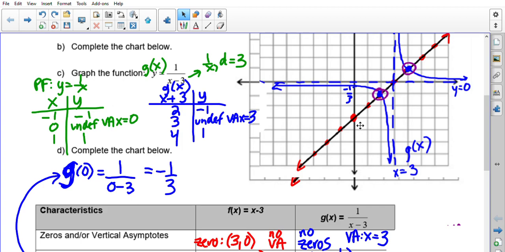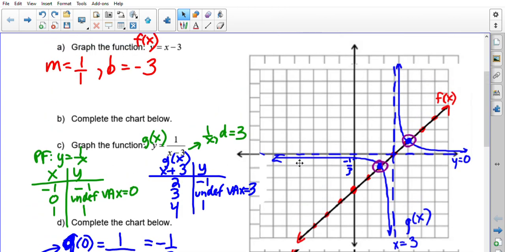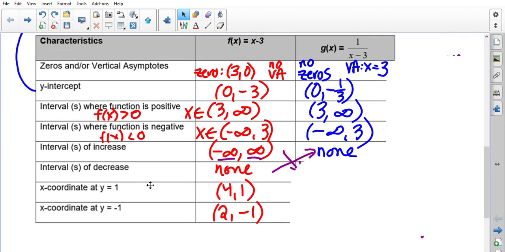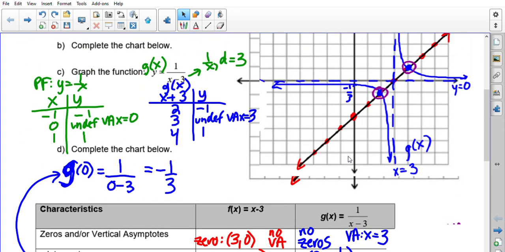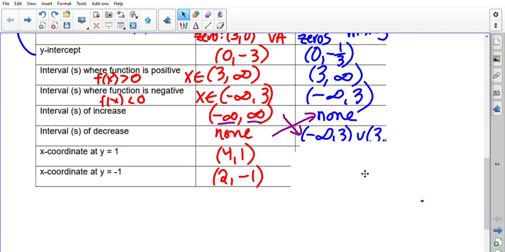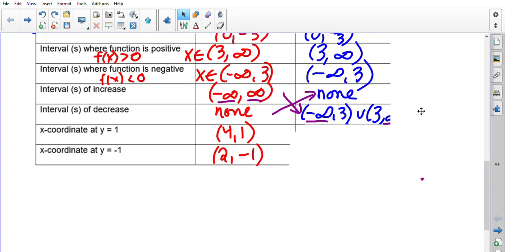Now we need the intervals of increase. If you notice here, remember intervals of increase or decrease are read left to right. As we move along, this function is always decreasing. So it will have no intervals of increase, but the intervals of decrease are going to be -infinity until 3, and then hop over the vertical asymptote and 3 to infinity. So -infinity to 3, and then 3 to infinity.